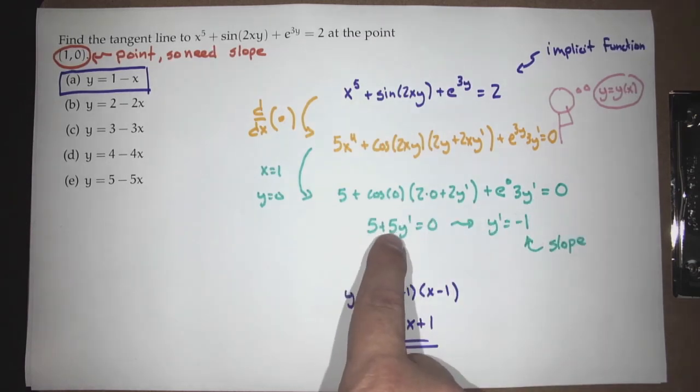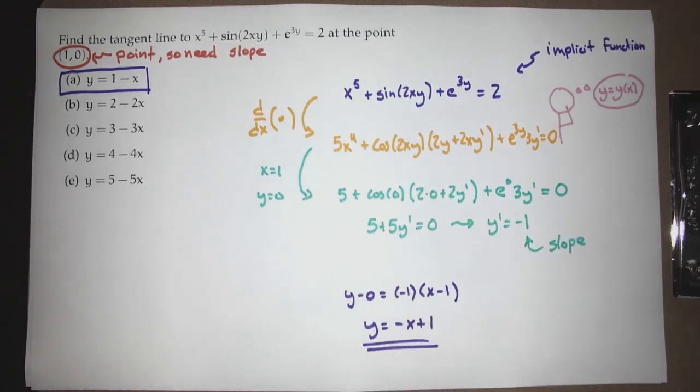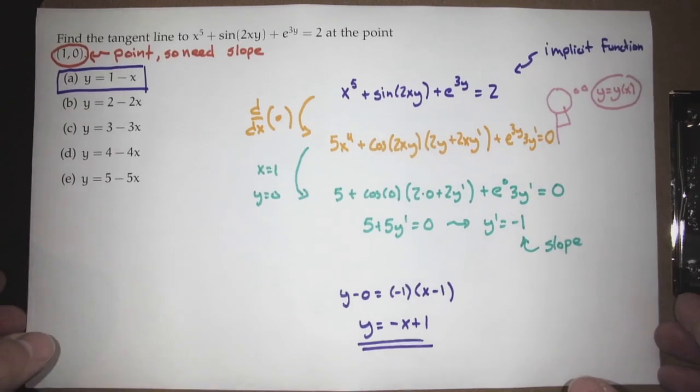You're left with 5 plus 5y prime equals 0, which says y prime is negative 1. That's your slope. We already have the point. And so we get the line y equals minus x plus 1. All right. Good. Well, so that was last time. Implicit differentiation. That'll make a small comeback today.